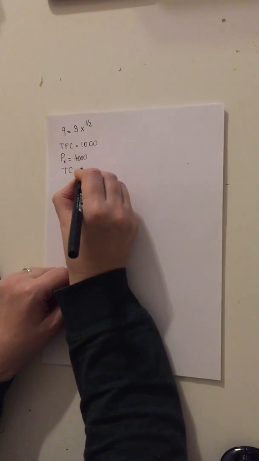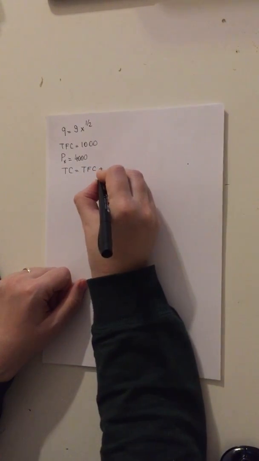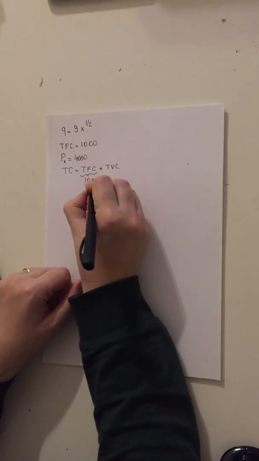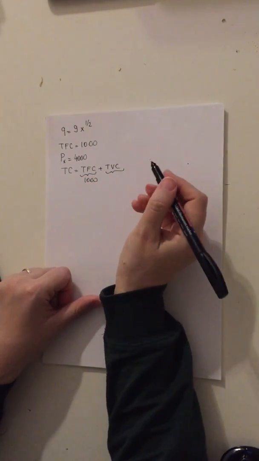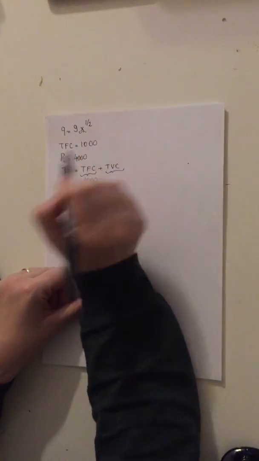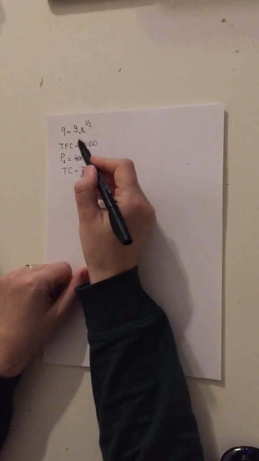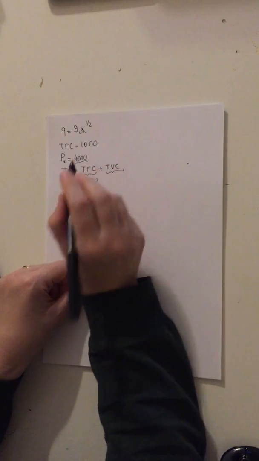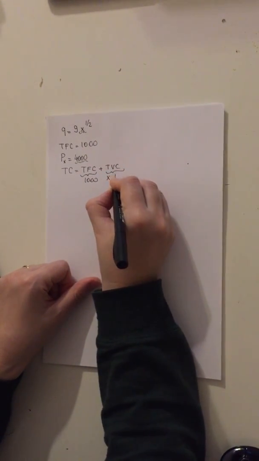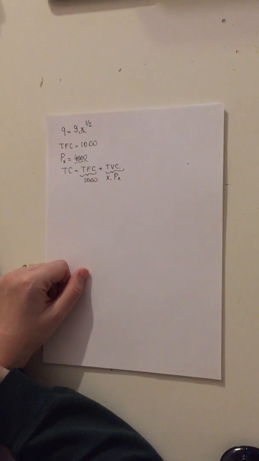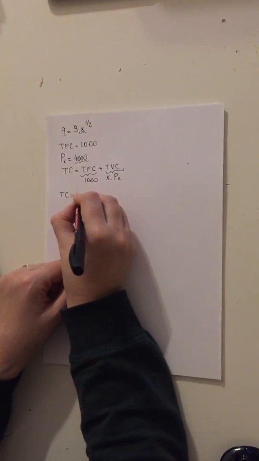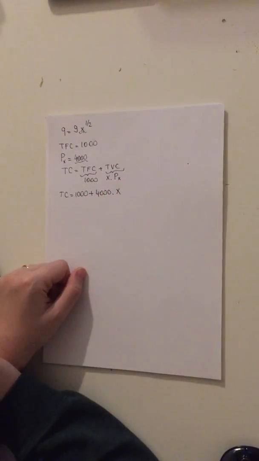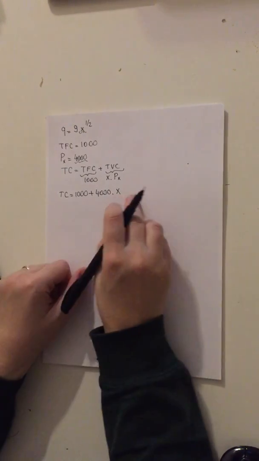Please remember, total cost function is just the sum of total fixed cost plus total variable cost. Here the fixed cost is given as 1,000 and the variable cost is the payment to the variable factor. We have only one variable factor, factor X, whatever, labor, capital, whatsoever, and the cost of that factor is 4,000. So X times Px is the total variable cost of the firm, plus 4,000 times X. This is the total cost function in terms of X.